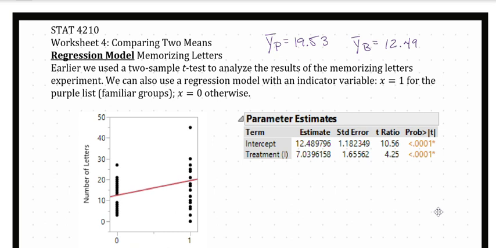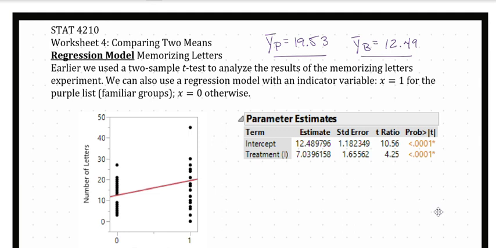letters experiment, where we had a purple list and a blue list, and the purple list was familiar groupings of letters and the blue list was unfamiliar groupings of letters. In that experiment, we had the mean results for the purple list of 19.53 letters memorized, and the mean results for the blue list was 12.49 letters memorized on average for that sample.